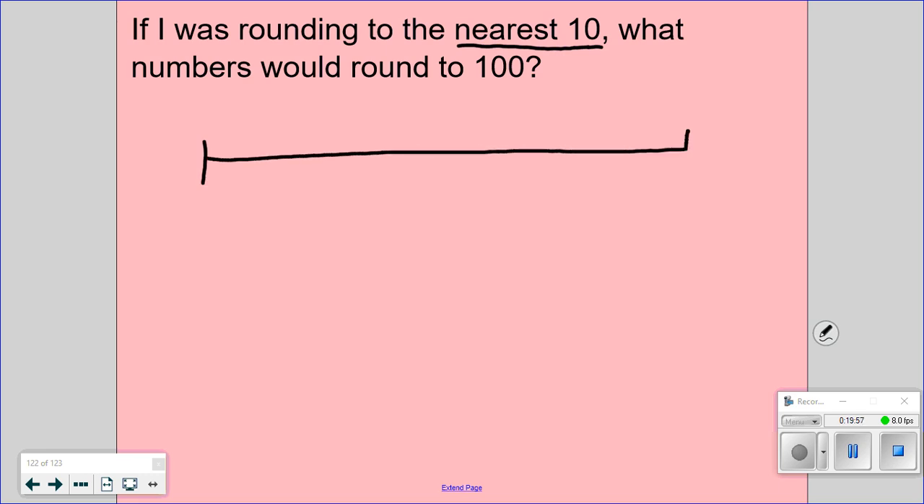If I want a number that is less than 100, I'm going to need my number line to probably start at 90 and then end at 100. Because that number line is going to have numbers that are less than 100. And then I'll be able to tell if they round to 100. 100 is the close to answer.